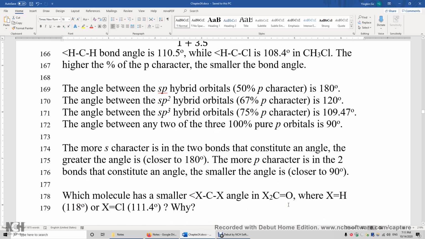Now here's another question for you to think about. If we have this molecular structure, X can be hydrogen or chlorine. When X is hydrogen, the HCH angle is 118 degrees. When this X is chlorine, the angle is 111.4 degrees. Why is this?